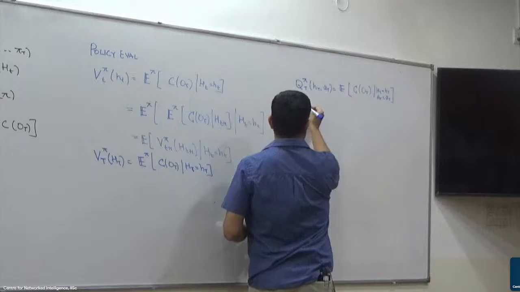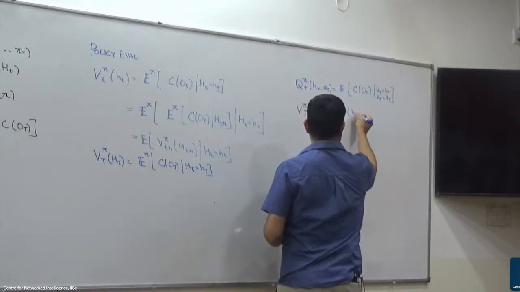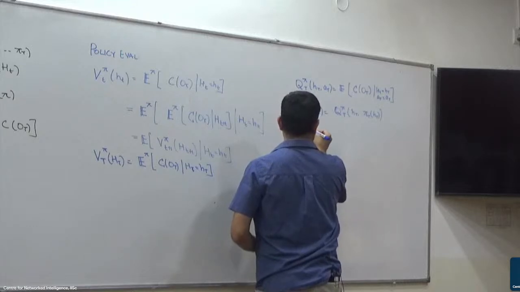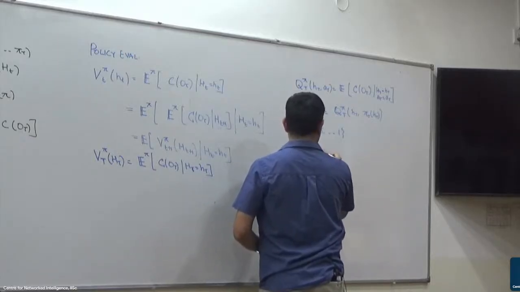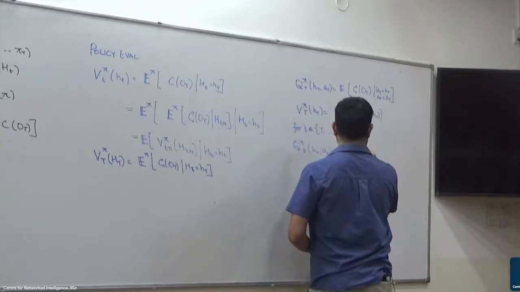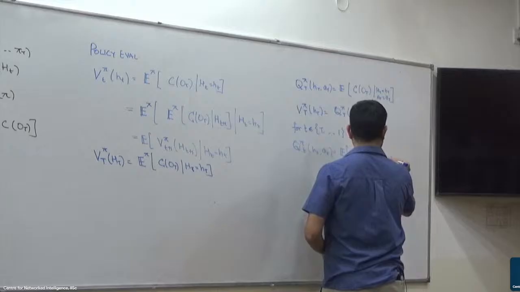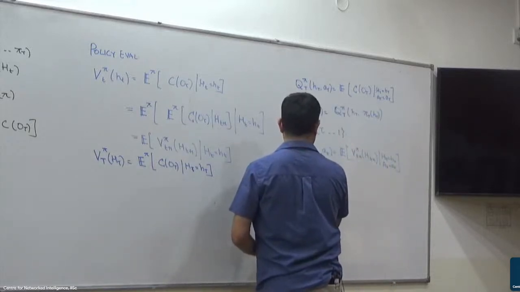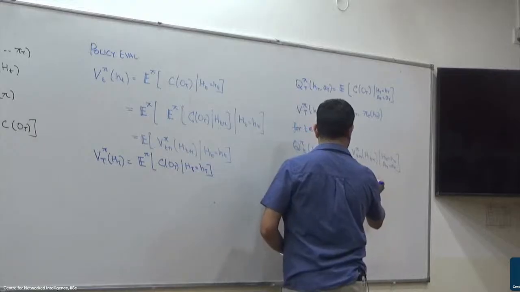Then I am going to define V^π_t of h_t to be equal to Q^π_t of h_t, π_t of h_t, and we will do Q^π_t, which is going to be the expectation of V^π_{t+1} of h_{t+1} conditioned on H_t equals little h_t, A_t equals little a_t, and do V^π_t of h_t to be Q^π_t of h_t, π_t of h_t.